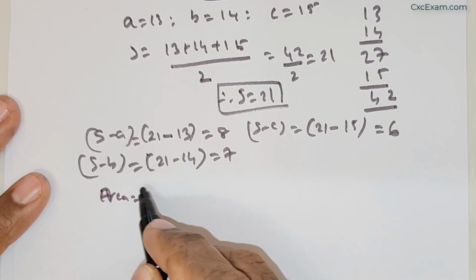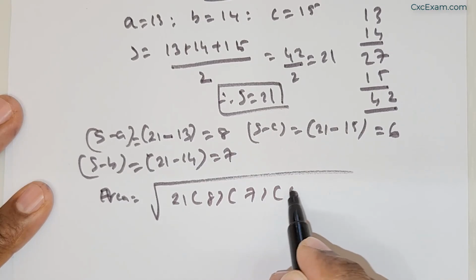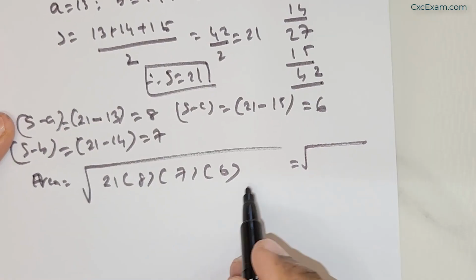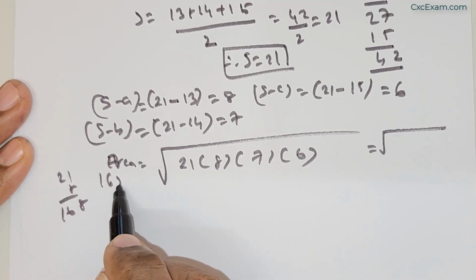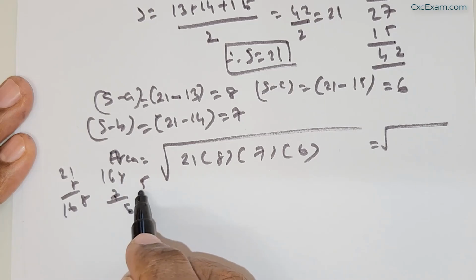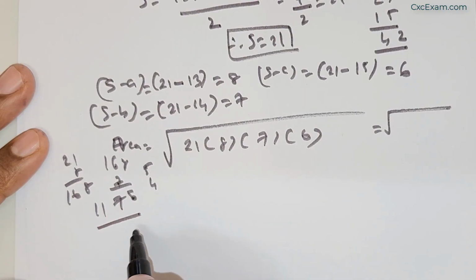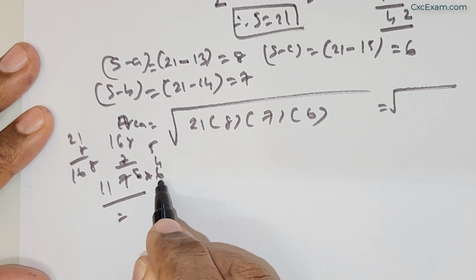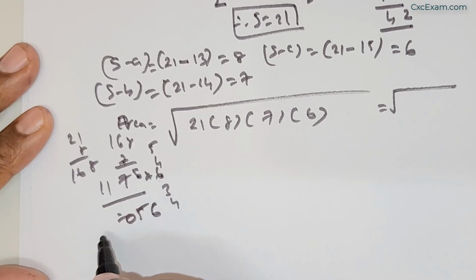So area is equal to root of 21 times 8 times 7 times 6. You multiply all of this: 21 into 8 is 168. You multiply it with 7, you get 1176. You multiply with 6, what do you get?